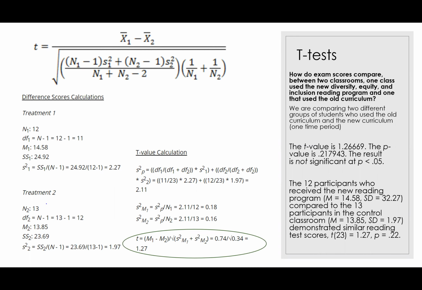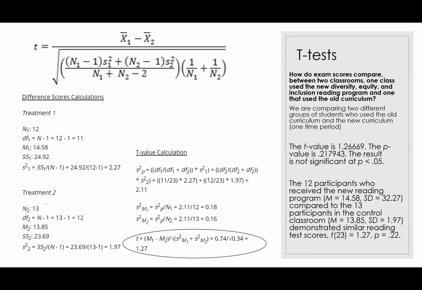And what I find the most important or the most intuitive to understand is the means. So if you're looking at treatment 1 and you're looking at the M sub 1 number, it is 14.58. So that's the average score that students in the treatment 1 group got. Same for treatment 2. M sub 2 is the average score of 13.85 for students in that group.